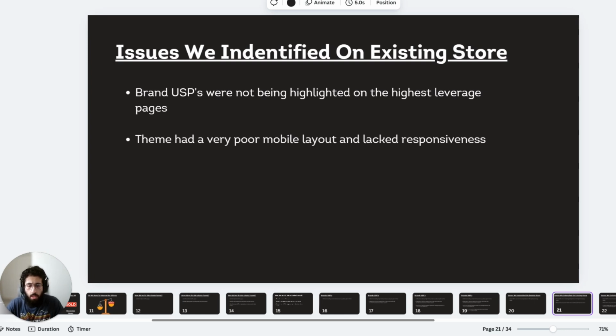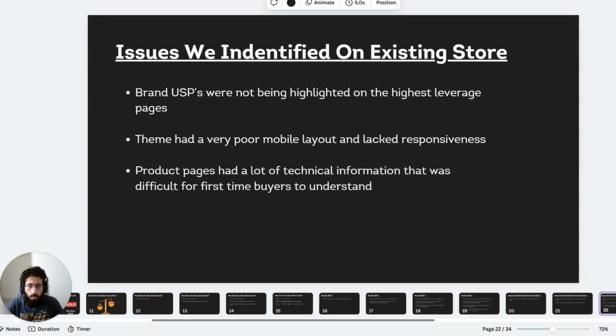on mobile things didn't look good. Some things broke, some things just went off the screen and looked weird or didn't line up correctly and were difficult to read, and so on and so forth. And then the product pages had a lot of technical information that was difficult for first-time buyers to understand.